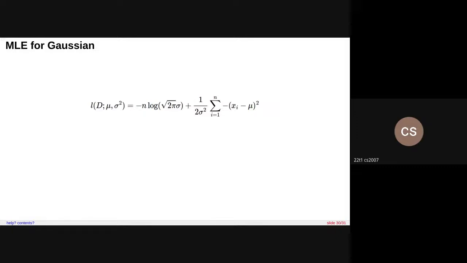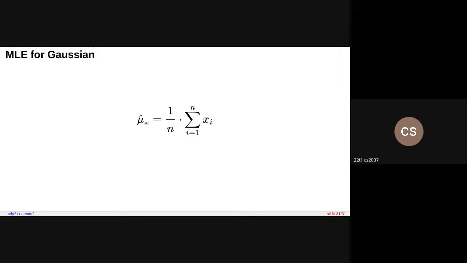So if you differentiate it and set it to 0, you'll end up with this. The maximum likelihood estimate for the mean is once again very similar to what you had for Bernoulli, which is the sample mean, right? Yeah, so that is so far what we have done.